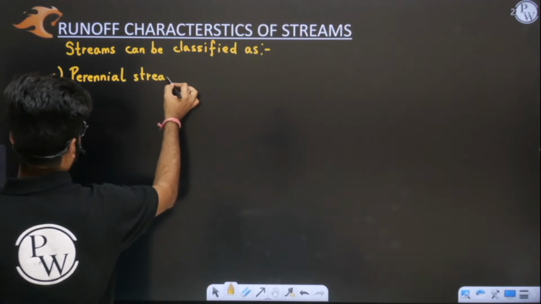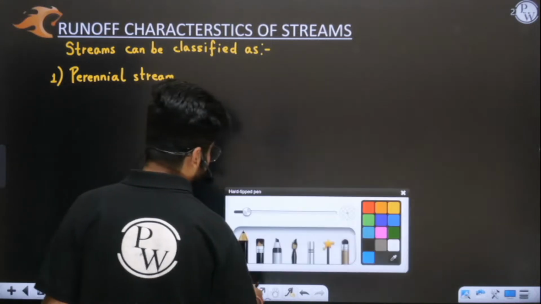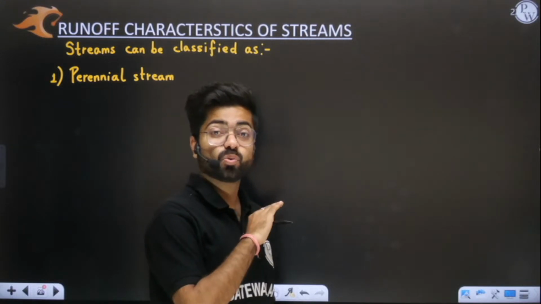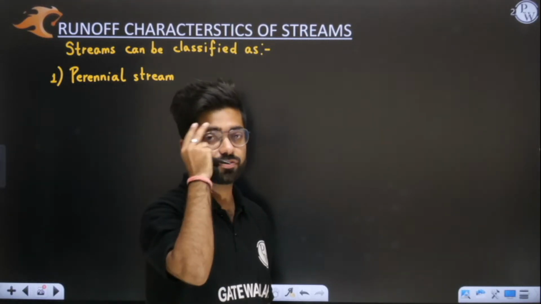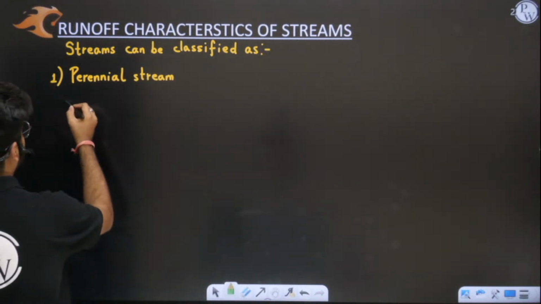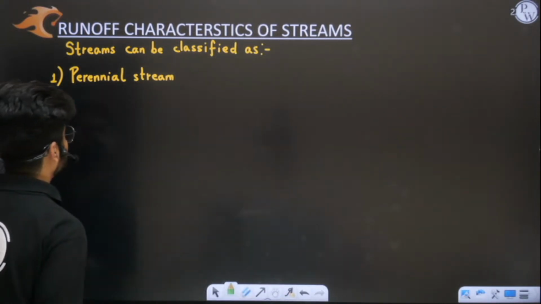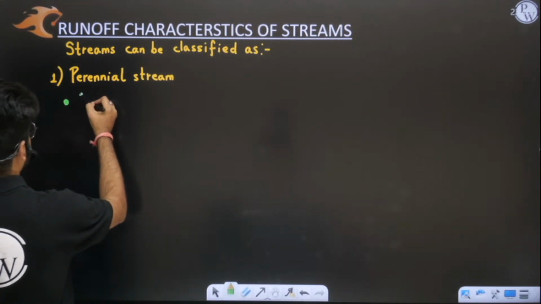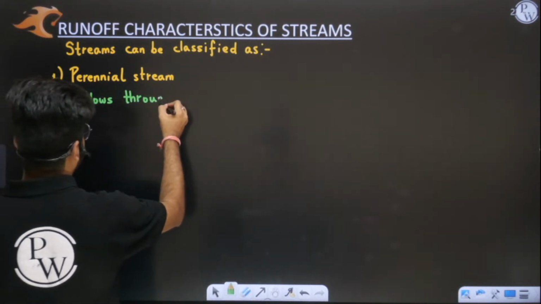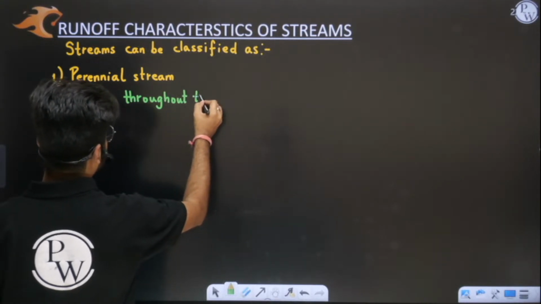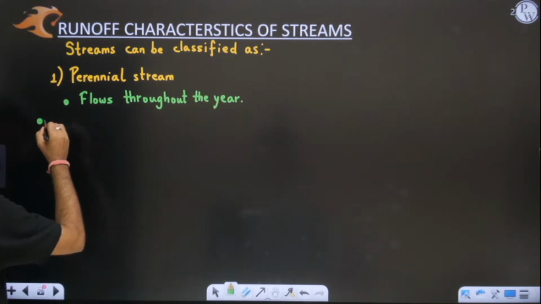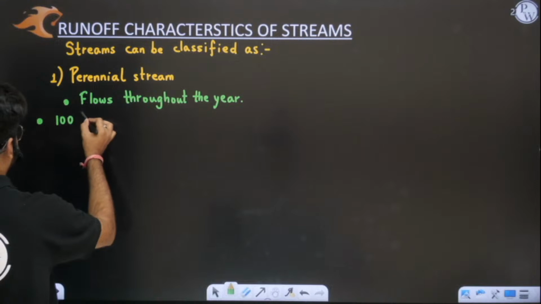What is the meaning of perennial stream? These are the streams which will have water throughout the year. Perennial means throughout the year, evergreen, which will flow throughout the year. So these streams generally flow throughout the year. Second point is that the 100% dependable flow will have some finite value.